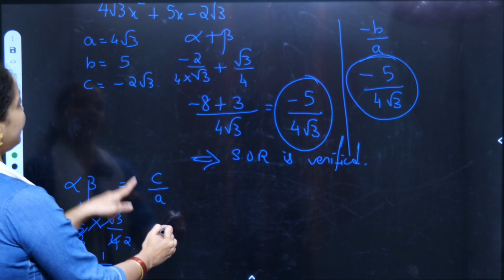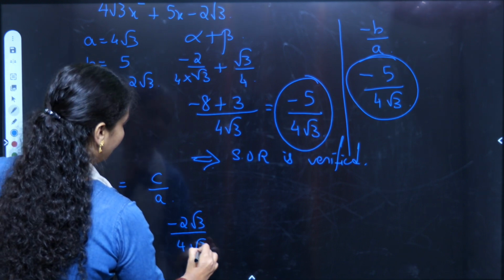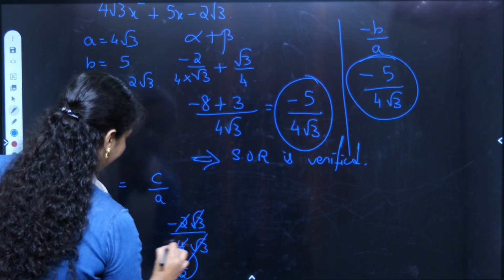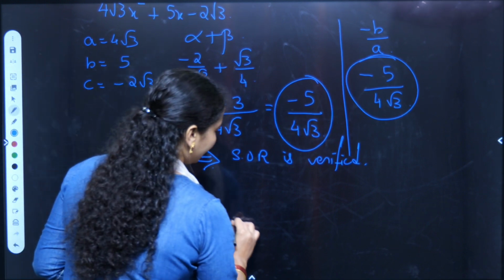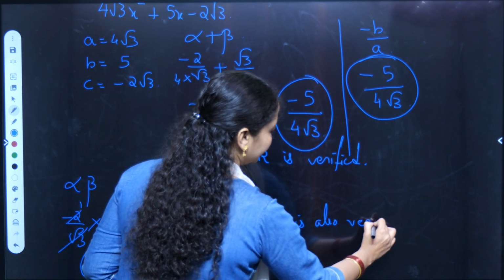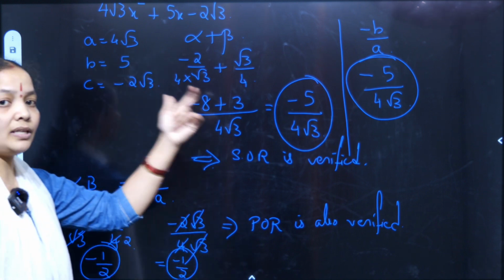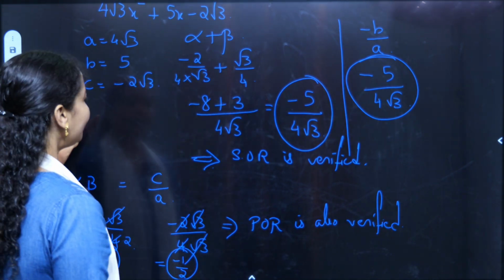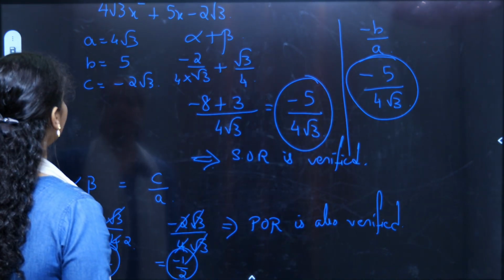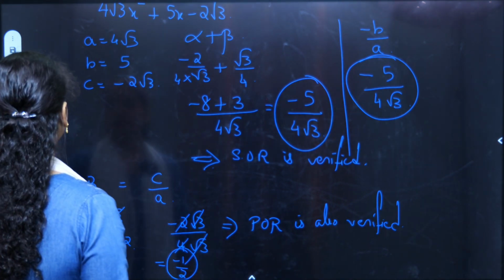Same way, c by a, c is negative 2 by root 3 and a is 4 root 3. Root 3 gone, 1s are 2s are, so it is negative 1 by 2. These two things are equal, implies my product of roots is also verified. When I have found the roots, the splitting component is done in a proper manner. The verification is very simple. Concentrate on the splitting with many such types of questions. You will get the confidence in a better way.